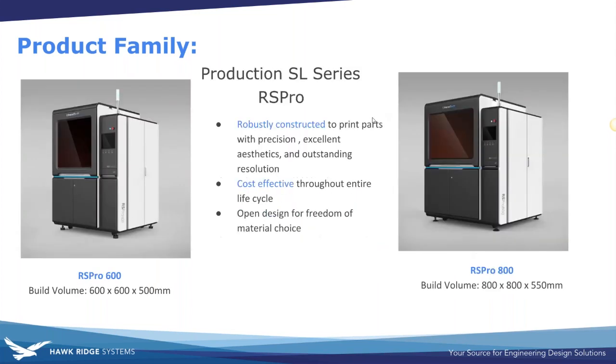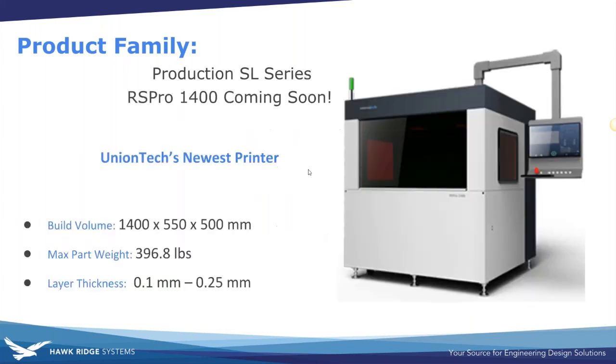If we go to the next slide here, with the production series, we get even larger printers. So with the RS Pro 600, it's 600 by 600 by 500. The RS Pro 800, as you can see, the names kind of make sense. It's 800 by 800 by 550, which is really cool. Really big build volumes for these. And again, you can use any one of those different materials, and so it just gives you a lot of different versatility.